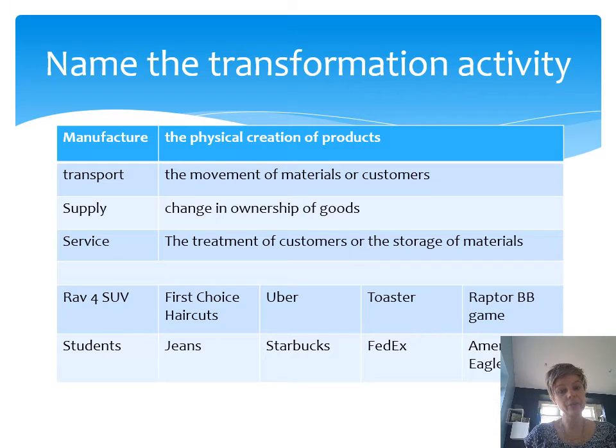So in this slide, we're doing the same thing as the last slide, but here we're naming the transformation activity. There are 4 of them because they're a little bit more complicated and you may not remember. They're also listed, by the way, in question number 13, but because you may not remember, I listed them on the top of this slide. So manufacture, transport, supply, or service. A RAV4 SUV would be which one? If you chose manufacture, you are correct. First Choice Hair Cutters. Which transformation activity occurs at First Choice Hair Cutters? If you chose service, you are correct. And see if you can do the other ones on your own.